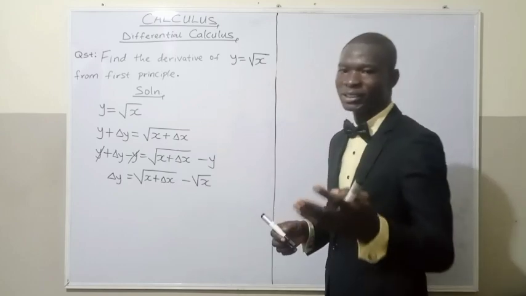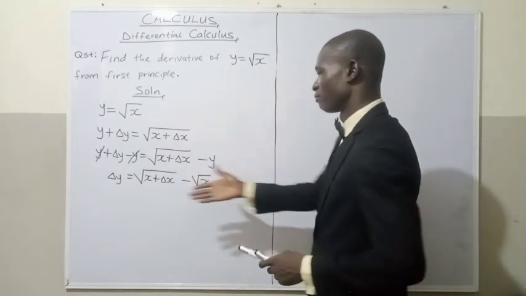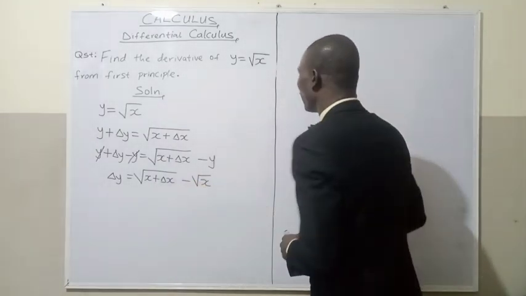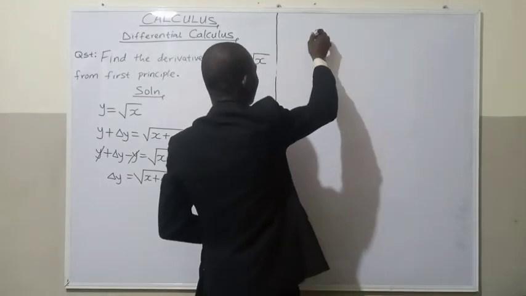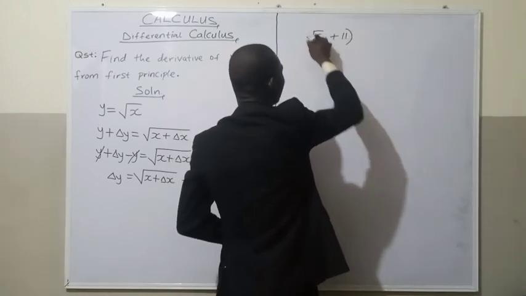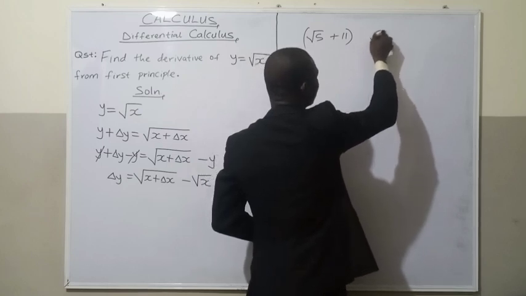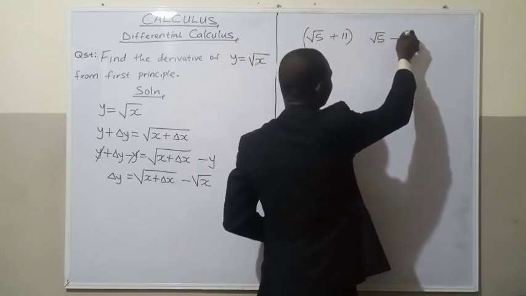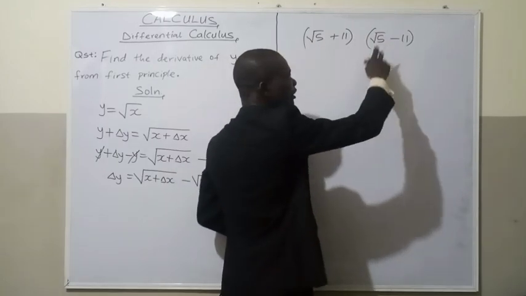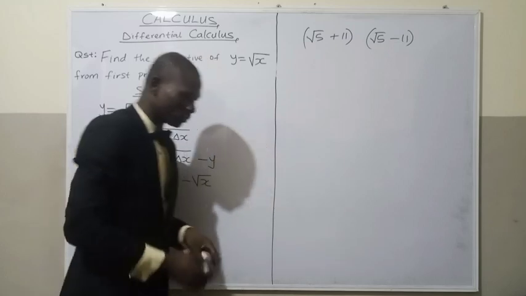And what is a surd and what are conjugates of a surd? Surds are concepts that have root signs like this. And if they give you something like this, probably square root of 5 plus 11, what's going to be the conjugate of square root of 5 plus 11? Of course, it's going to be square root of 5 minus 11. That's going to be the conjugate. So if this is the surd, this will be the conjugate. And if this happens to be the surd, this is going to be the conjugate.